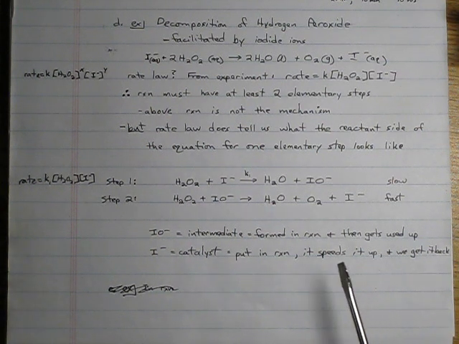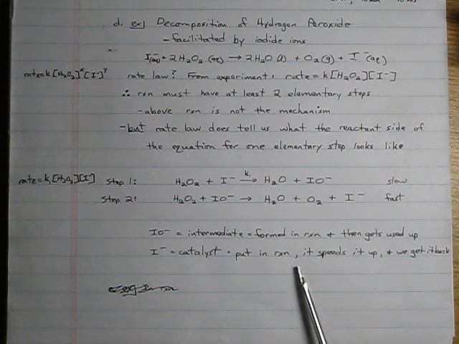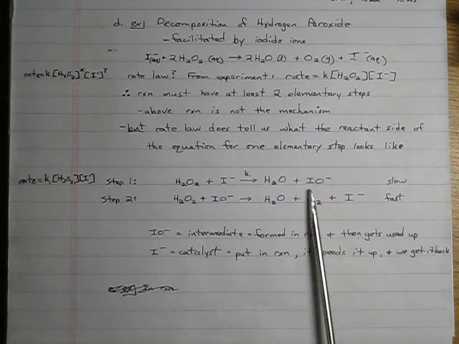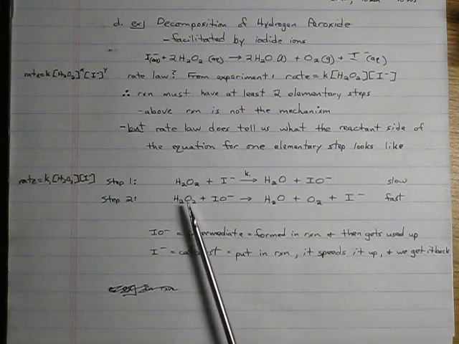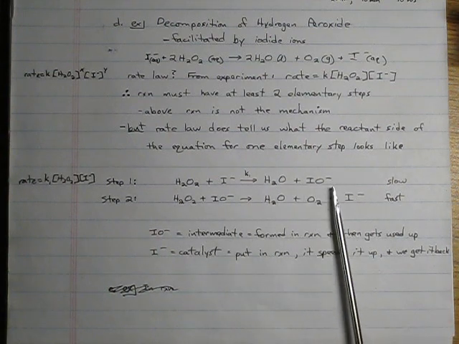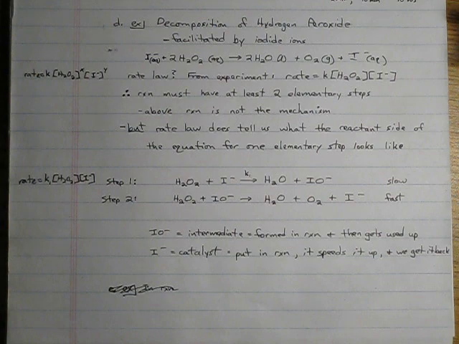For this reaction, when this was run and first looked at to figure out the mechanism, they did find the presence of IO minus in the reaction, which means, okay, whatever our mechanism is, it must produce an IO minus intermediate, and this mechanism did a really good job of that.